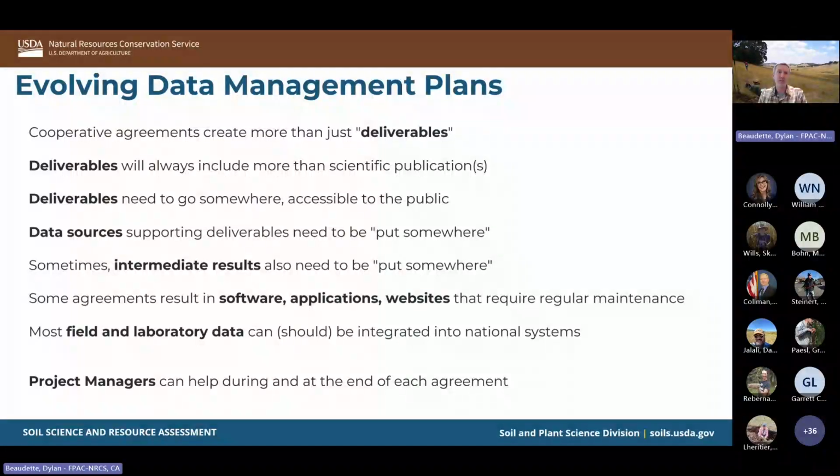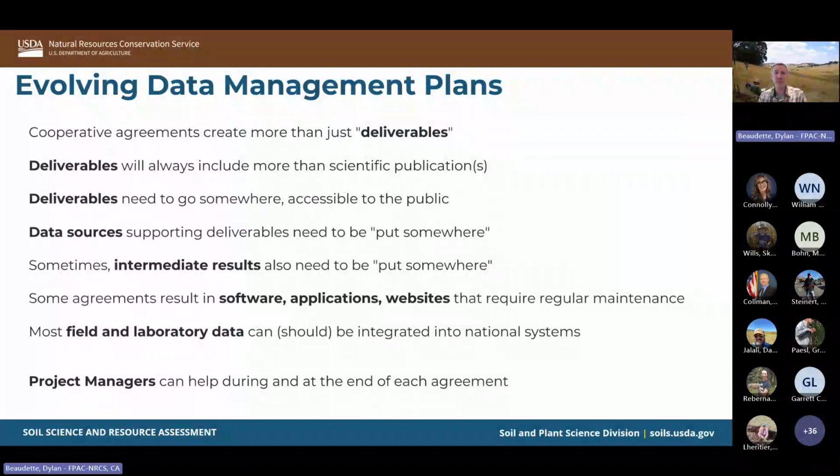The data sources supporting these deliverables need to go somewhere. There's a couple different options that I want to talk about, but I think moving forward with the laws that are in place now and possibly with the evolution of these laws, the public has the right to see the data sources that were collected as part of a public effort. I'm sorry, as part of a government-funded scientific effort.